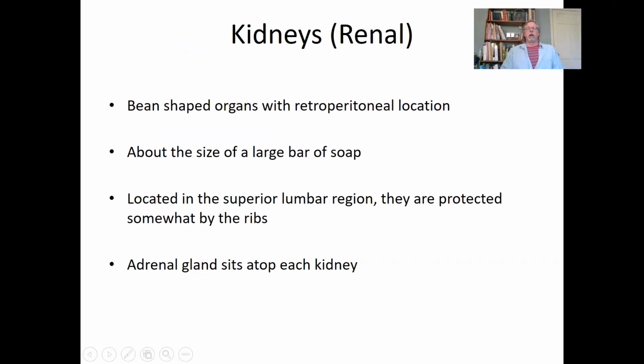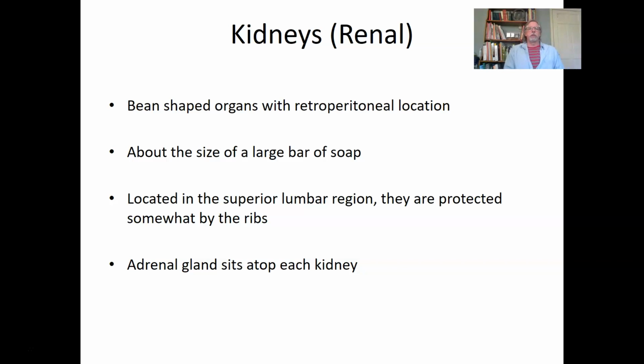All right, some general properties of the kidneys. For most of this chapter, I'm going to be focusing on kidneys. There's a pretty elaborate anatomy to them, and they are carrying out most of the homeostatic functions in the urinary system.